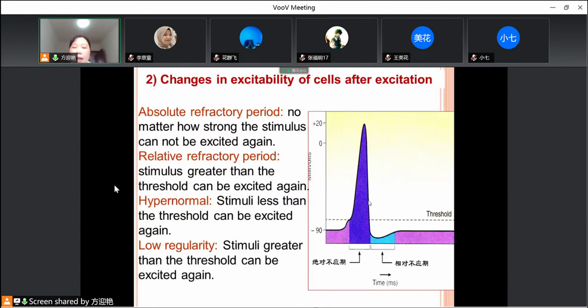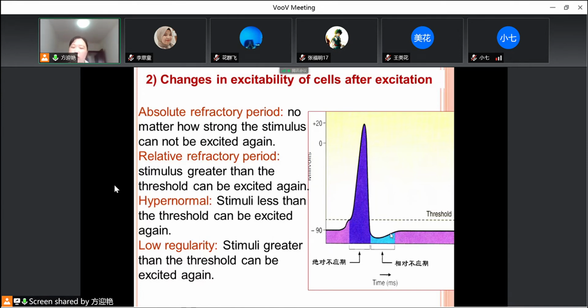And also we found the relative refractory period. We can see that during this period, if we give a second stimulation, an action potential can be generated. But the stimulation intensity should be higher than the threshold stimulation, which also means that the excitability is lower than normal.